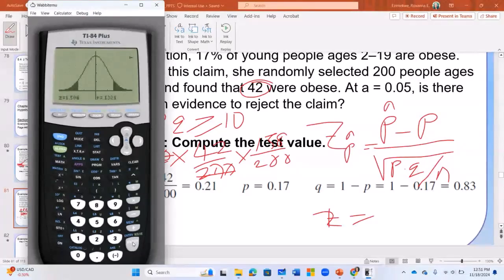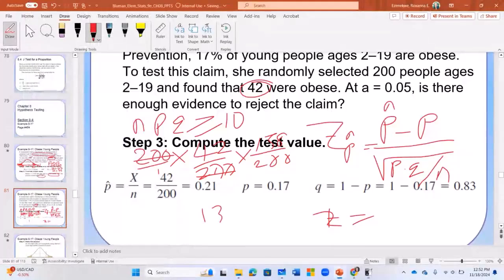When I draw, I see that my drawing shades a large part of the critical region. So I can actually see that the p-value is 13.21%. The p-value is greater than alpha. So since the p-value, 13.21%, is greater than 5% alpha, I will accept the null.